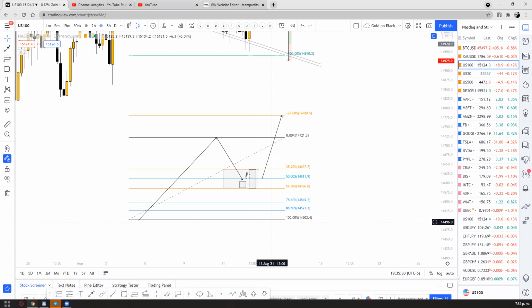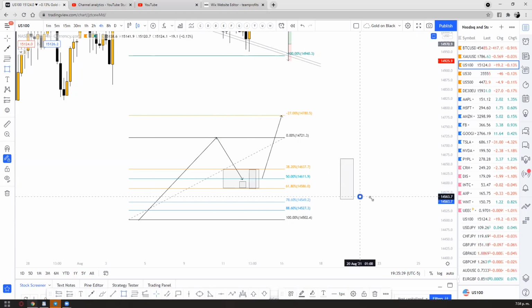Another trigger that you might see when the price is doing this deep pullback is the pin bar. You can see this trigger right there.